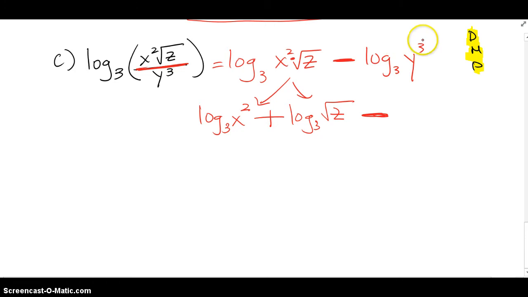Is there division? No. Is there multiplication? Not really. Is there a power? Sure. Drop that in the front: 3 log base 3 of y.